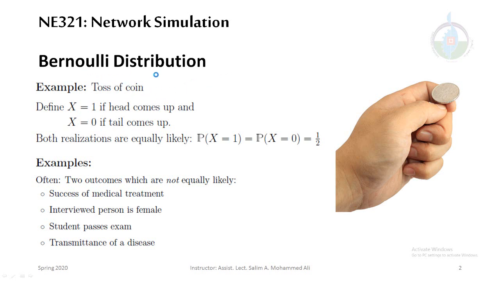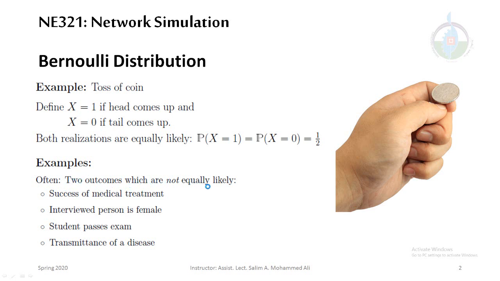Okay. The Bernoulli distribution can be described by a coin-tossing example. Define x equals 1 if heads comes up, or x equals 0 if tails comes up. It's basically a binary distribution, either 1 or 0. Both realizations are equally likely. For example, if you toss the coin, a head has a 50% chance and a tail also has a 50% chance. So both outcomes are equally likely in their probabilities.